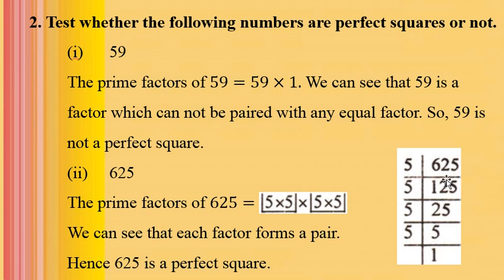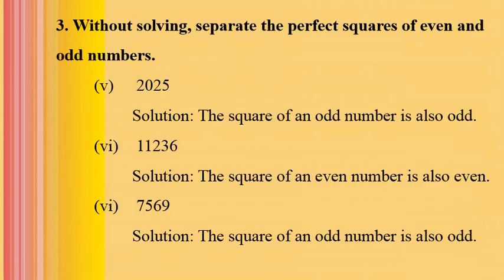So the prime factors of 625 are 5 into 5, 5 into 5, which means two pairs of 5 are there. So we are observing that all the prime factors could be written in the form of pairs. So we will say that 625 is a perfect square.